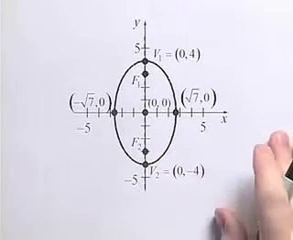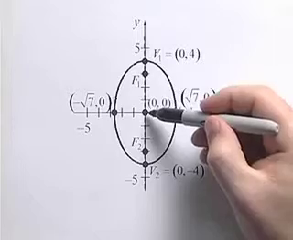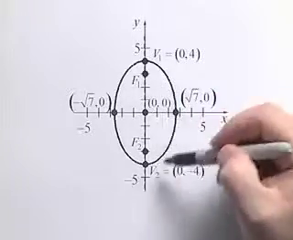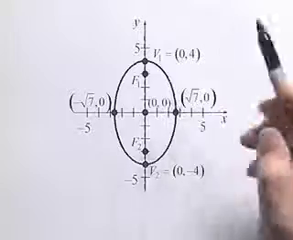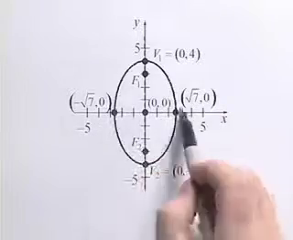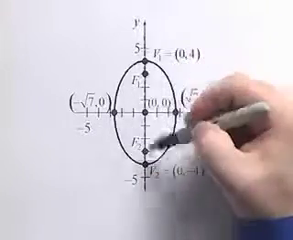It'll look like this. So here we have our center plotted, we have our 2 vertices plotted, our 2 foci, and then we have the 2 additional points here. Notice our major axis is the y-axis.